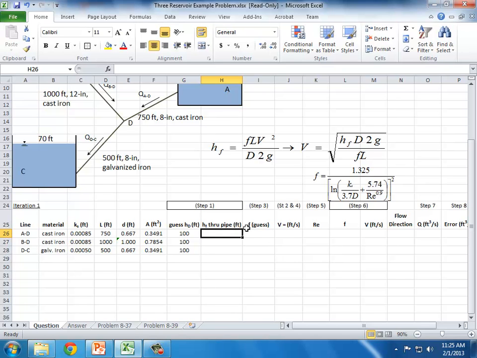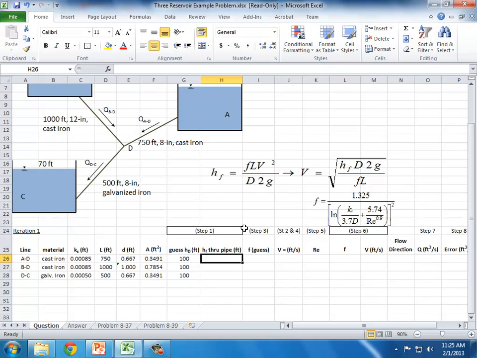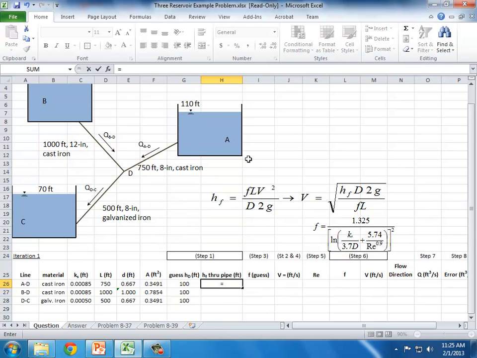So if there's 100 feet of head at D, then how much head loss is there going to be through each of the pipes, through pipe DC, AC, and BC? The formula for that is just going to be the elevation of its head. In the case of pipe AD, it's 110. So it would be 110 minus however much is here.